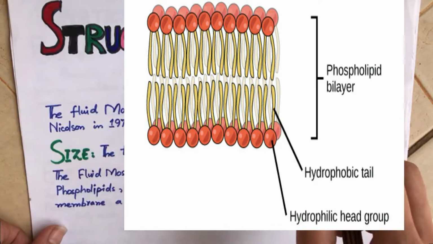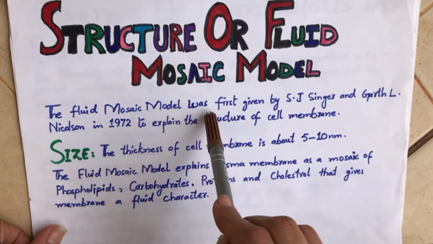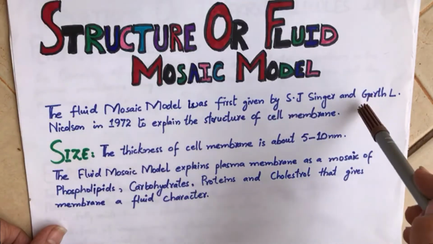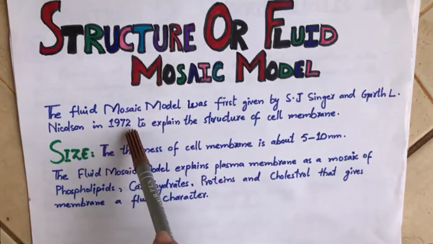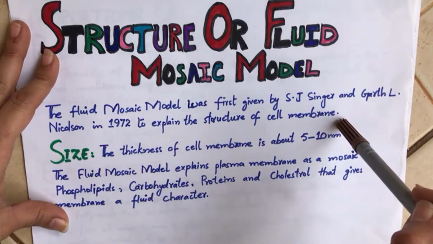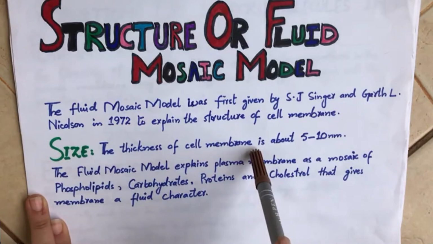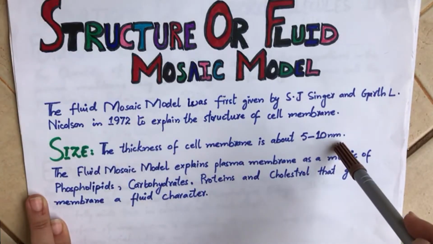Structure or fluid mosaic model. The fluid mosaic model was first given by S.J. Singer and Garth Nicholson in 1972 to explain the structure of a cell membrane. Size. The thickness of the cell membrane is about 5 to 10 nanometers.